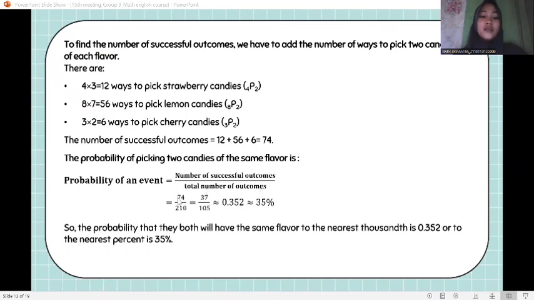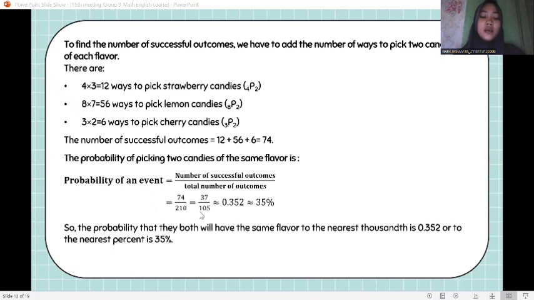74 over 210 equals, we can divide it by 2. So 74 divided by 2 equals 37, and 210 divided by 2 equals 105. So we convert to percent. So it is 35%. Why 35%?